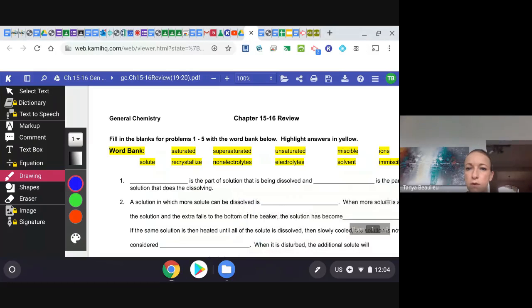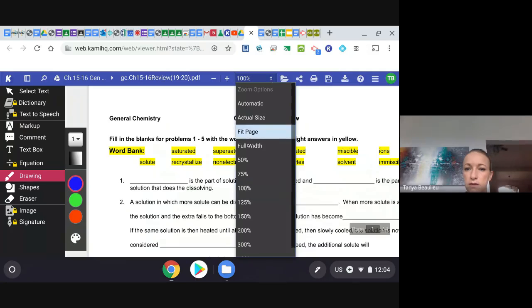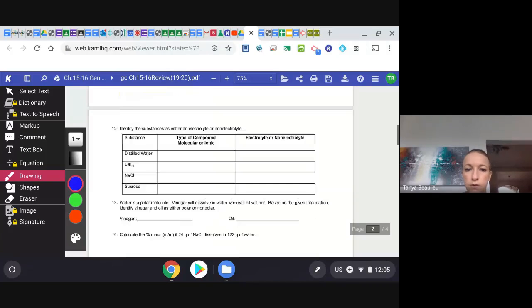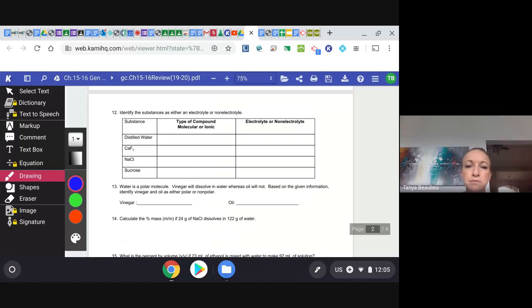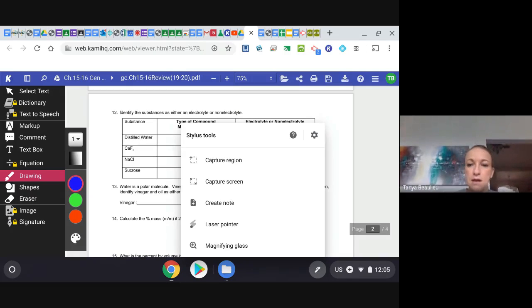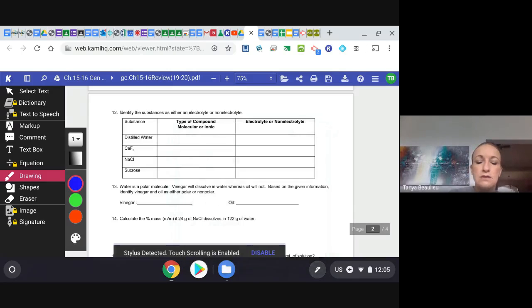Okay, so the question was number 12. So here's number 12. It asked you to identify the type of compound you have, either molecular or ionic, and if it is going to be an electrolyte or non-electrolyte. So this goes back to that electrolytes activity that I posted online for you. So you guys had to do a lab activity with that.